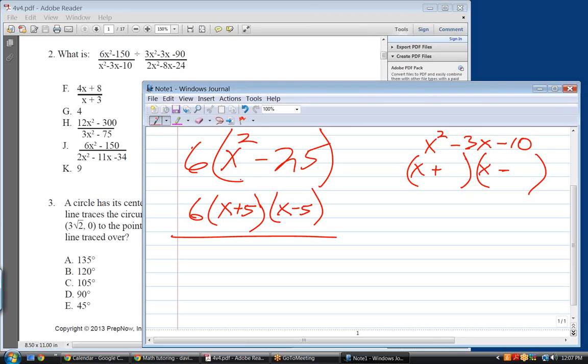Factors of 10 that subtract to the number 3. What are they? 5 and negative 2. Take the larger of those factors, the 5, and put it with the sign of the middle term. So the 5 goes there. Okay, the 2 has to go there. So now I'm going to go over here and write x plus 2 times x minus 5.